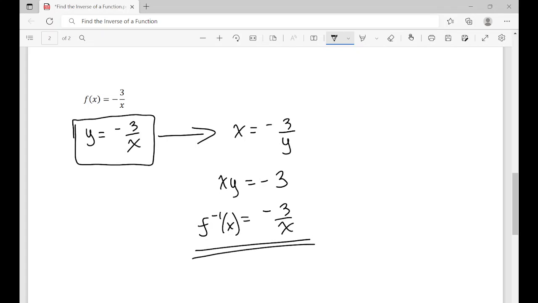And you may have noticed that the inverse function is the same as the original function. That's all right. As long as we follow our steps, what we get is what we get. And if it's the same thing as the original, then that's A-okay.